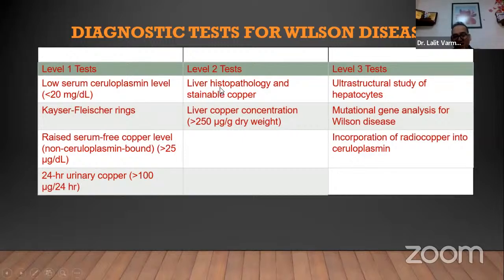If there's still some problem with the level 1 tests, we can still do a liver histopath. And if your liver copper concentration is more than 250 micrograms per gram dry weight of liver, then we are dealing with Wilson's. The third one will definitely take longer. It's mutation analysis. Then there will be ultrastructural study of hepatocytes, which is not available in India, and incorporation of radiocopper into ceruloplasmin.